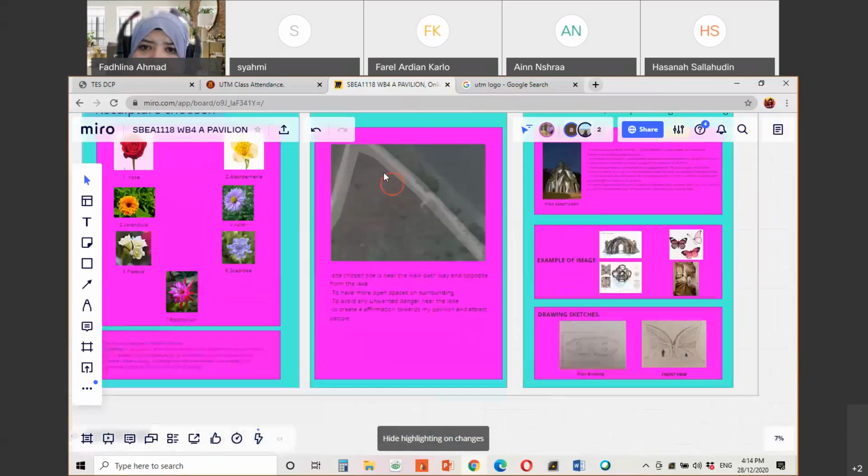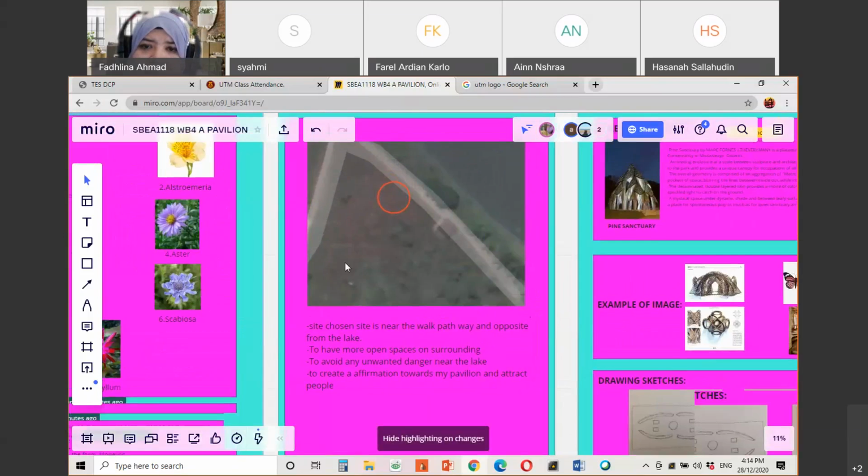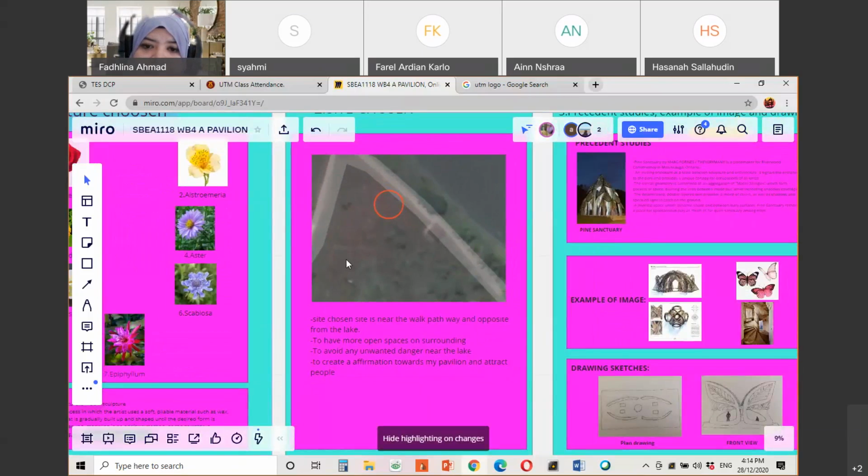Okay, for the site chosen, I chose a little bit far because I'm trying to better my place, because I'm not sure about my site. Is my site correct? Because I'm not really sure of my site.